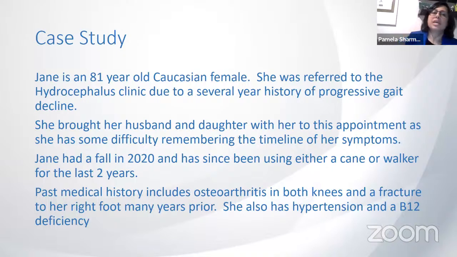I'd like to introduce you to Jane. She is an 81-year-old Caucasian female. She was referred to the hydrocephalus clinic due to a several-year history of progressive gait decline. She brought her husband and daughter with her to the appointment as she has difficulty remembering her timeline of symptoms. Jane did suffer a fall back in 2020 and has since been using either a cane or a walker over the last 2 years. Her past medical history includes osteoarthritis in both knees and a fracture to her right foot, which occurred a few years prior. She also has hypertension and a B12 deficiency. Jane does experience pain as a result of her previous fracture and osteoarthritis, but her pain is reasonably well controlled.